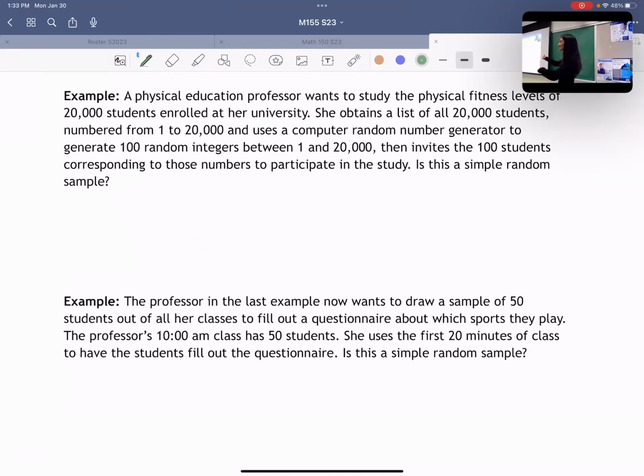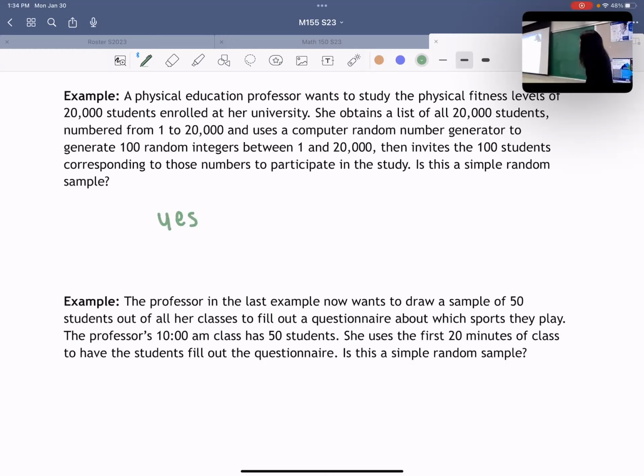You got some hands. I'm not trying to trick you. It actually is, because she used a random method to figure out which people to ask. Whenever there's the word random in it, it's probably a simple random sample. So yes, this is a simple random sample.